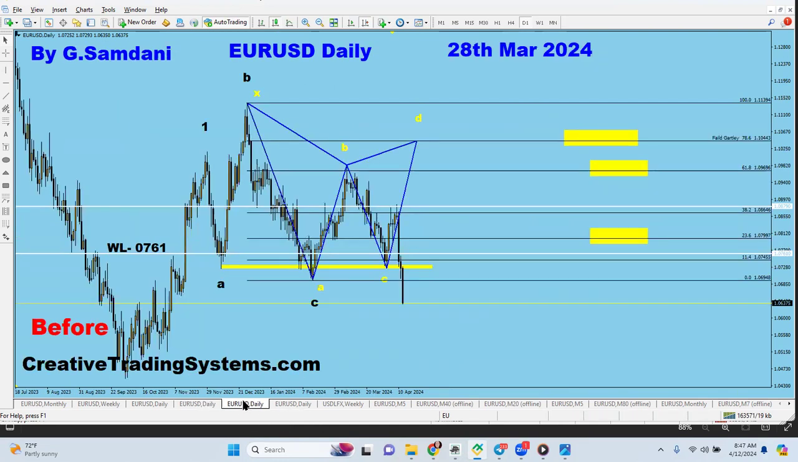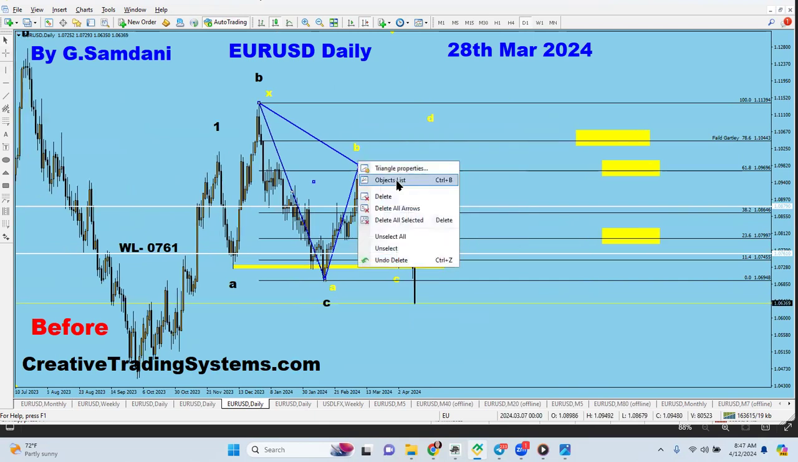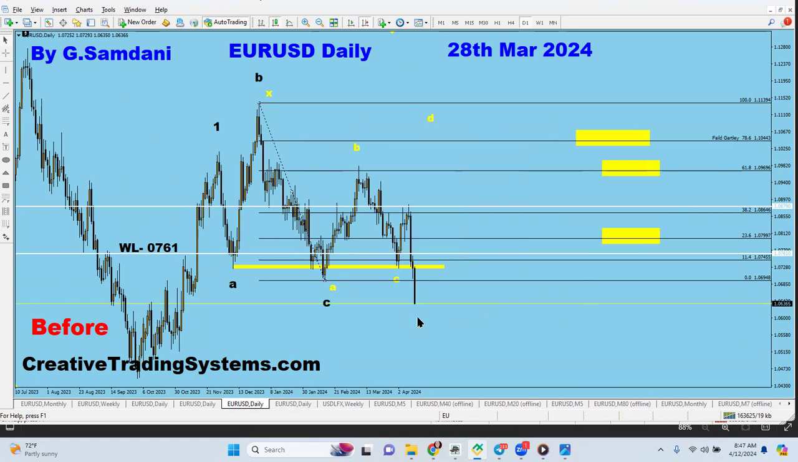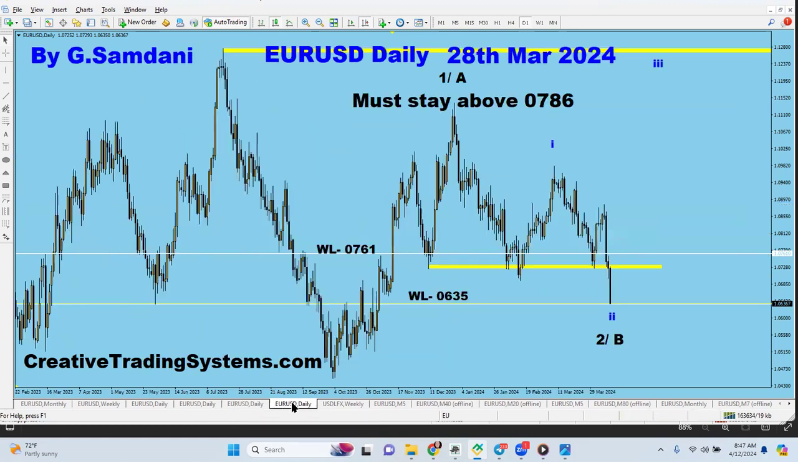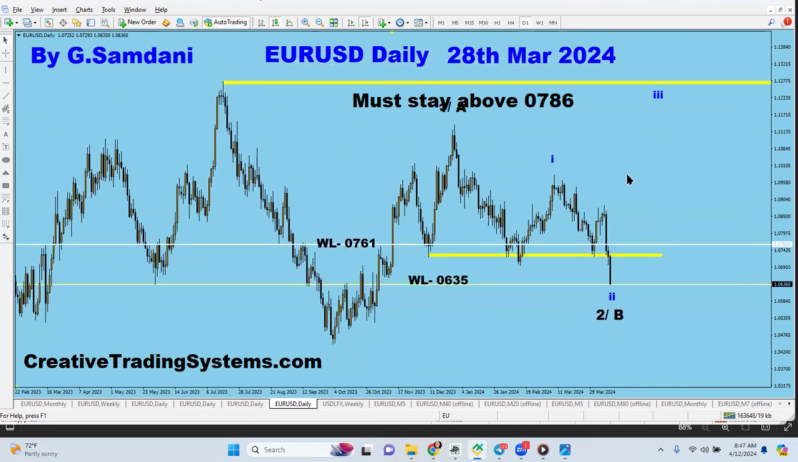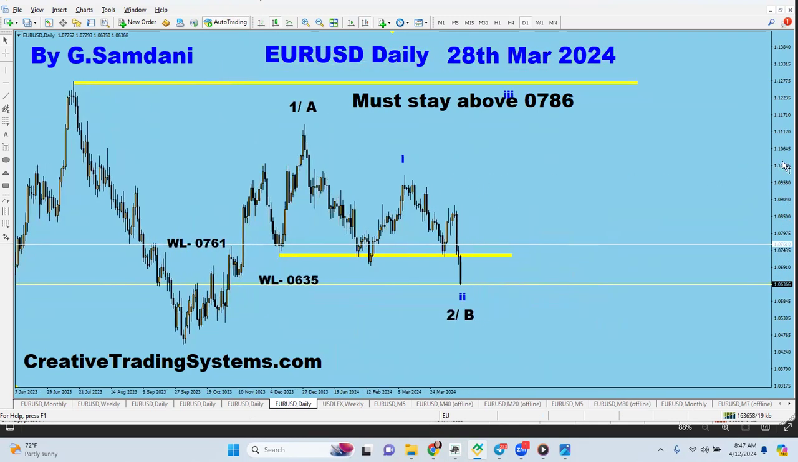Now, another one I had, this one was going to bounce from here and then go, but it went down below this, right? So this pattern is kaput. It is no more valid, right? But this one is, which one? Just another one I had, this Elliott wave count. The Elliott wave count is like this. That was harmonic pattern mumbo jumbo, right?